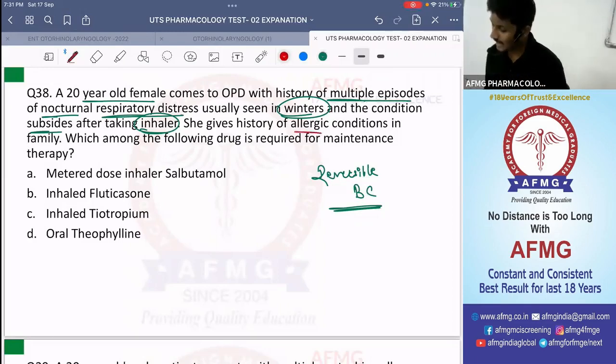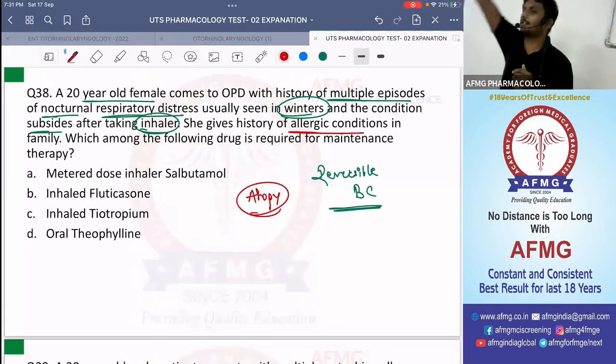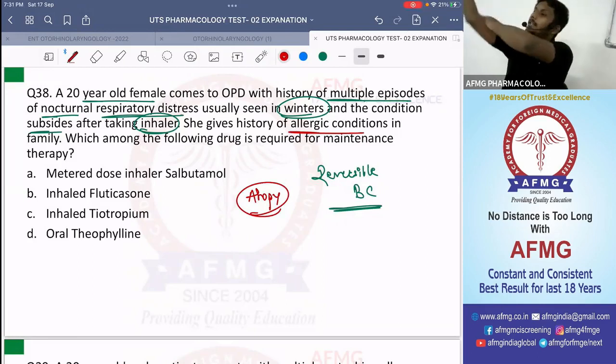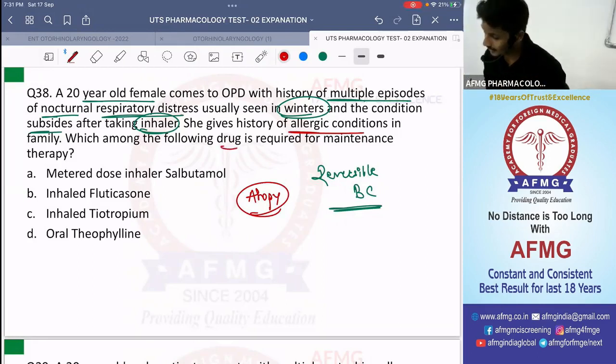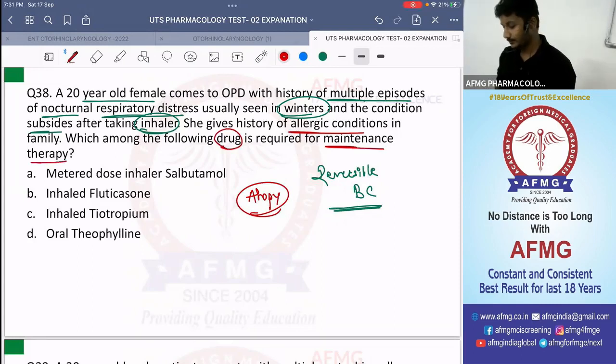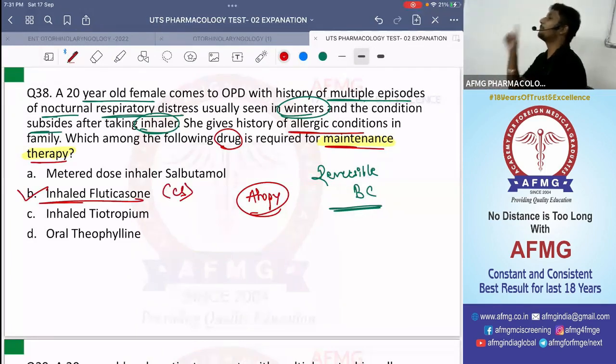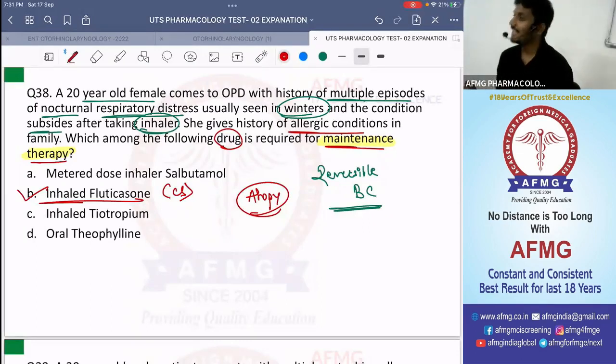So now she gives history of allergic conditions in the family that further confirm that she is having atopy in the family, increasing the risk of bronchial asthma, allergic rhinitis, hay fever, and atopic dermatitis. Okay? Which among the following drug is required for maintenance therapy? Shabash. Inhaled fluticasone. Why? Because it is an inhaled corticosteroid. Drug of choice for maintenance of asthma are inhaled corticosteroids. Okay, remember. Inhaled corticosteroids.